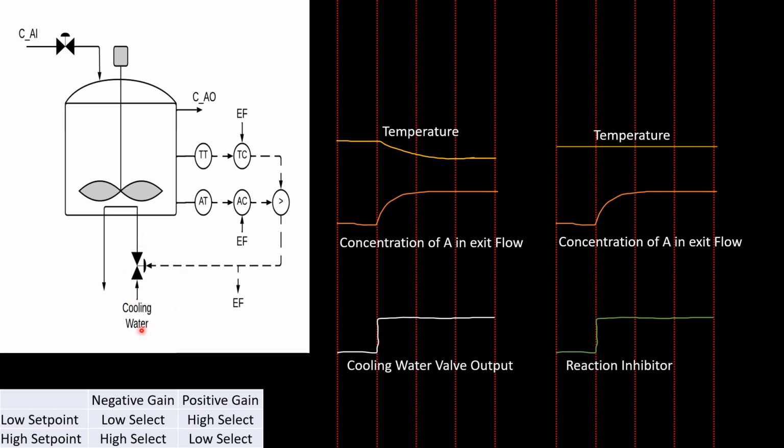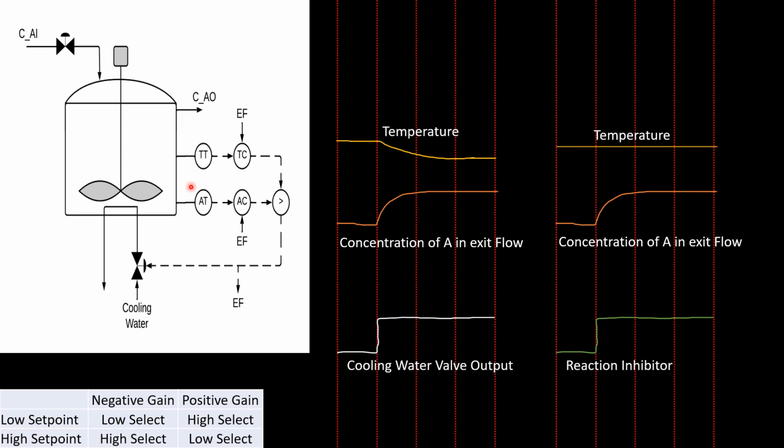We also need the cooling water valve to make sure that the reactor does not get too hot, since it's an exothermic reactor. So we do not want a runaway reaction. In this case, concentration of A in exit flow is a normal operating control variable. You want to control the concentration coming out of the reactor, but we also do not want the reactor to get too hot, so that's our abnormal control variable.